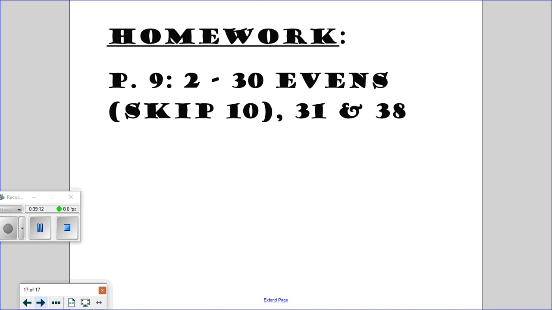All right, guys, your assignment is on page 9, regular 9, not P9, right? Page 9, you're doing 2 through 30 evens, skipping number 10, 31, and 38.